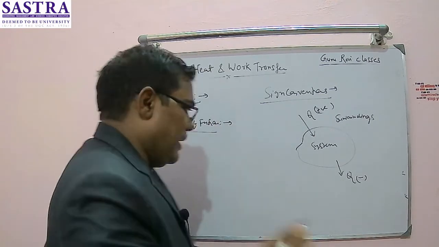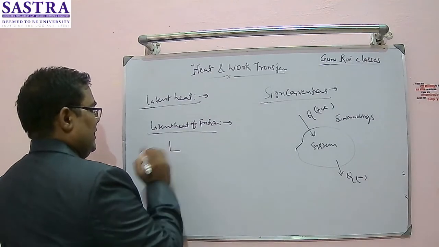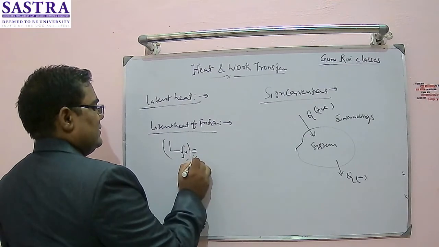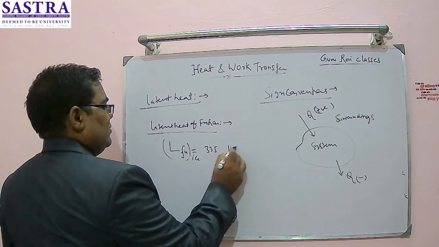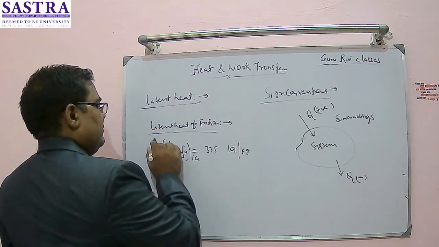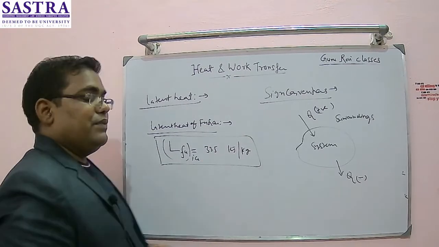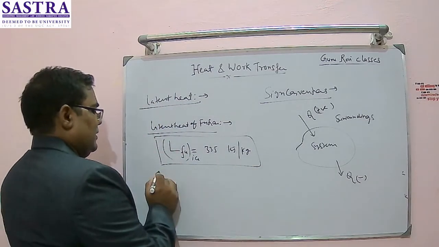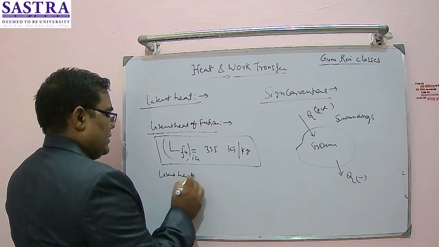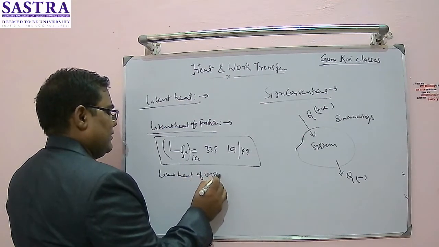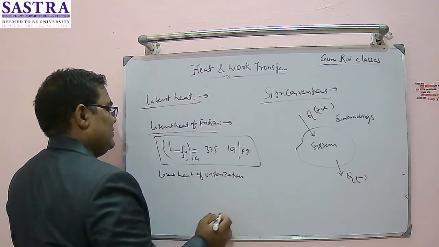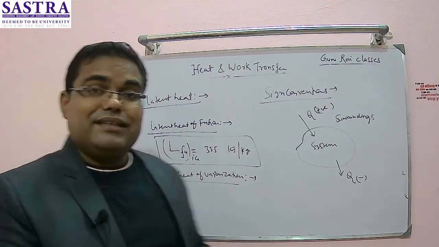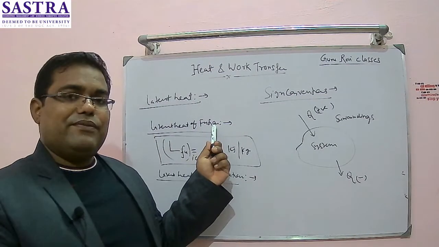For ice, latent heat of fusion is denoted by L. Latent heat of fusion for ice is 335 kilojoule per kilogram. So this is the latent heat of fusion. Similarly, you can define latent heat of vaporization. Here, fusion or latent heat of melting will also be defined, vice versa.